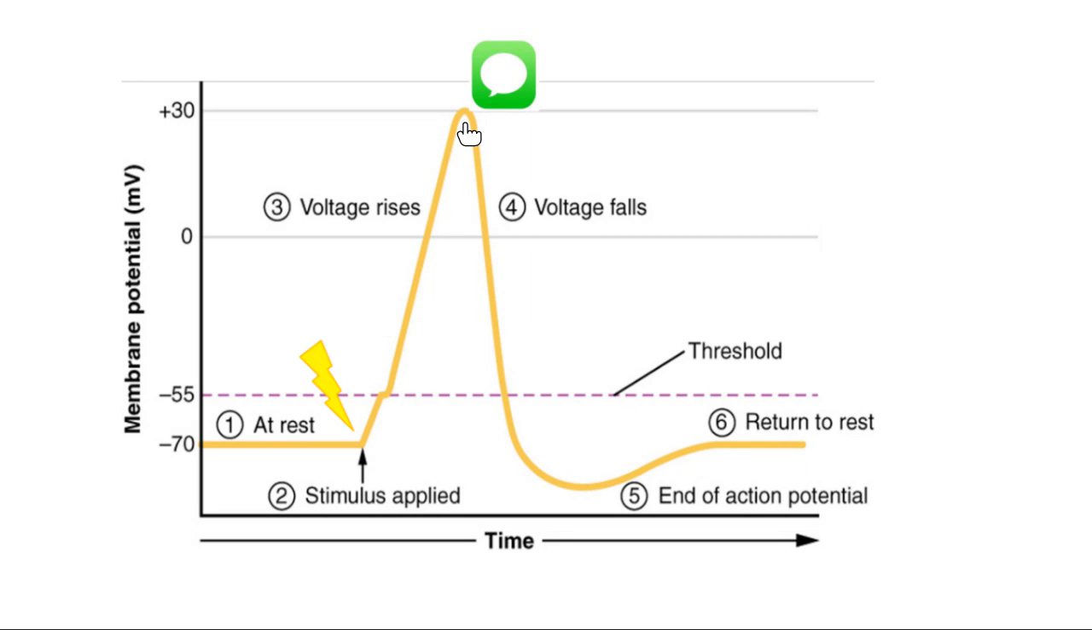For me to be able to talk to my neighbor, like we see our little chat bubble up here, I've got to get to positive 30. So for me to be able to talk to my neighbor, I first have to hit threshold. I first have to get to -55. When I get here, I'm going to rush in a whole lot more sodium until I'm completely depolarized, at which point I realize, oh, this is completely wrong. I can't stay here. I spit out a bunch of potassium to get me back down to my regular charge.